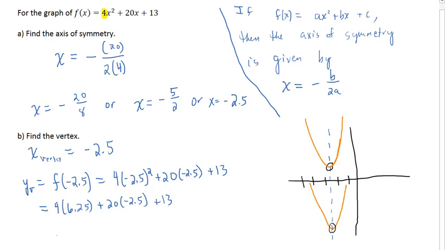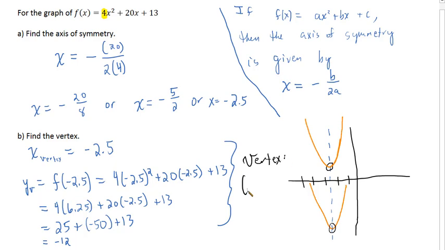4 times 6.25, I'm using a calculator here in the background, is 25. 20 times negative 2.5 is negative 50. And so that's 25 plus negative 50, which is negative 25. Negative 25 plus 13 is negative 12. So therefore, the vertex is negative 2.5, negative 12.